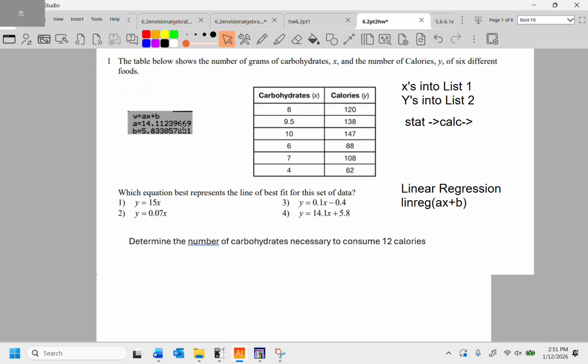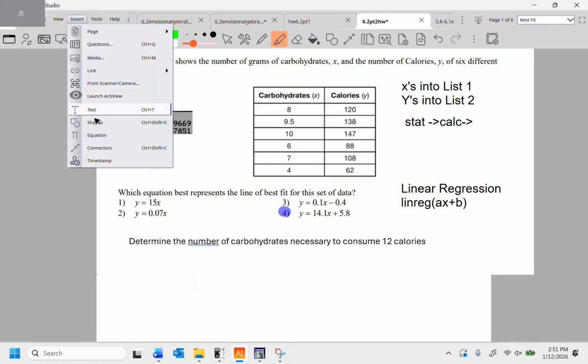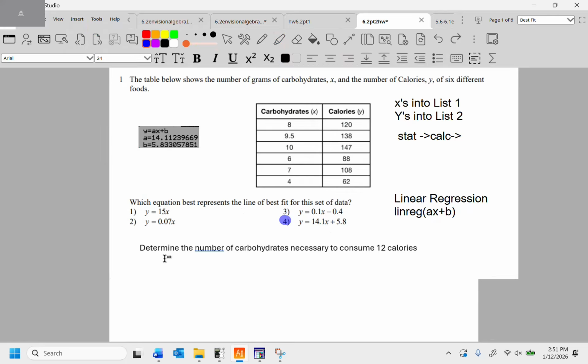So I get y equals A, which is 14.11, x plus B, which is 5.833. So it's going to be this one. Now, part 2 says determine the number of carbohydrates necessary to consume 12 calories. I like to round farther than the author of this question, so I'm going to.